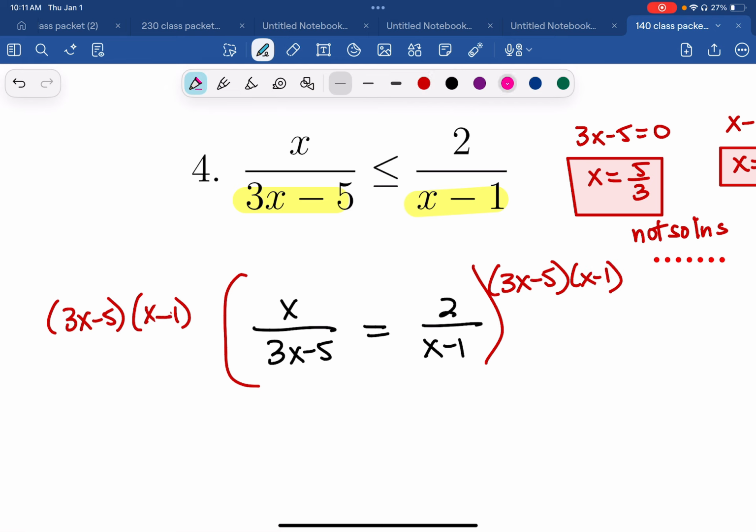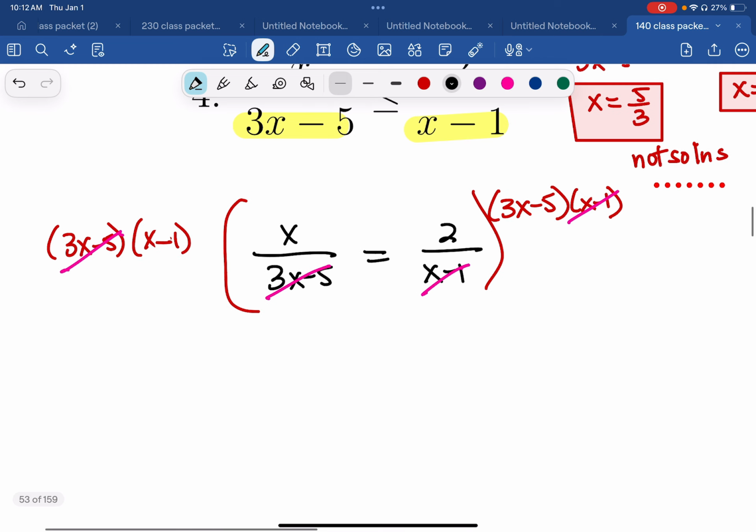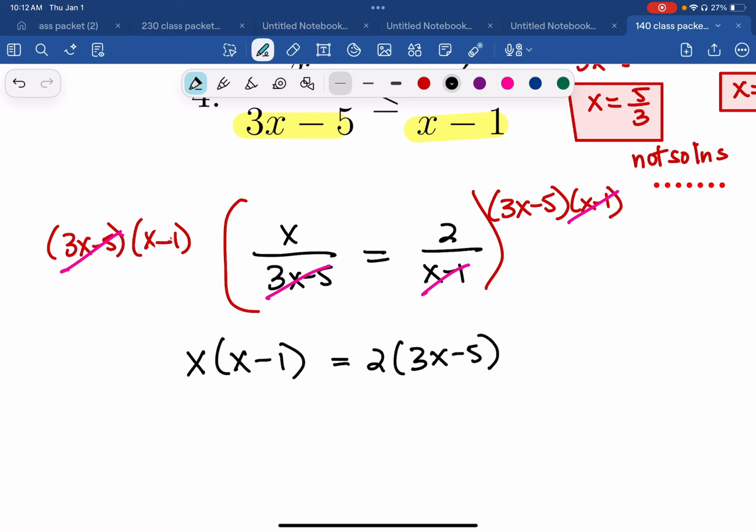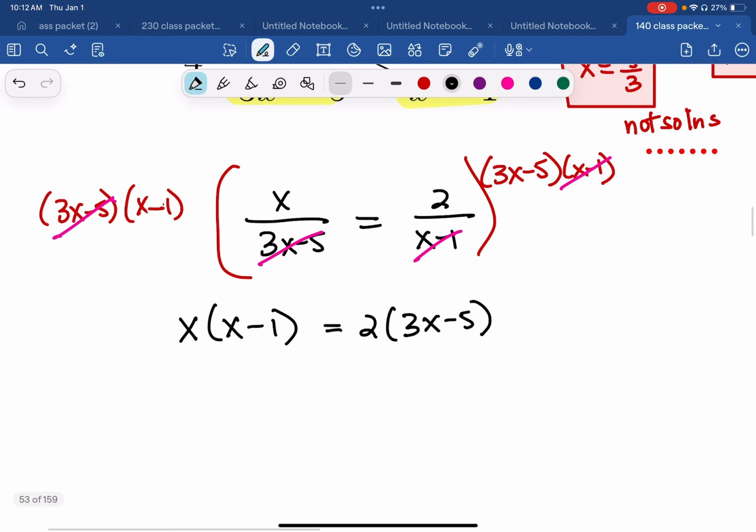Now when we multiply, our 3x minus 5 will cancel on the left, and our x minus 1 will cancel on the right. When we multiply this out, you'll have x times x minus 1 on the left, and on the right, you'll have 2 times 3x minus 5. From here, we're going to distribute. So x squared minus x equals 6x minus 10. 2 times 5 would be 10.